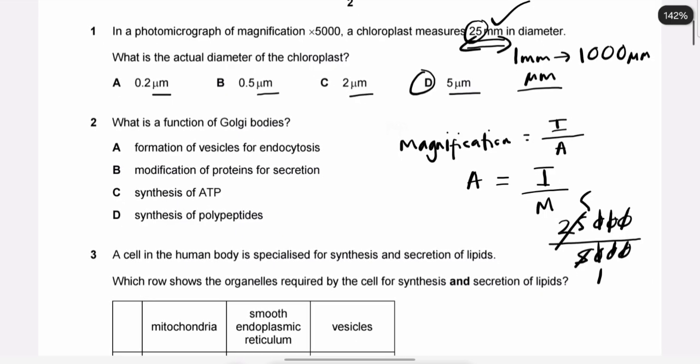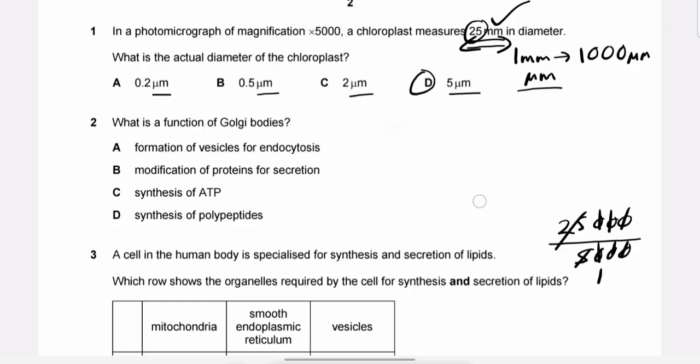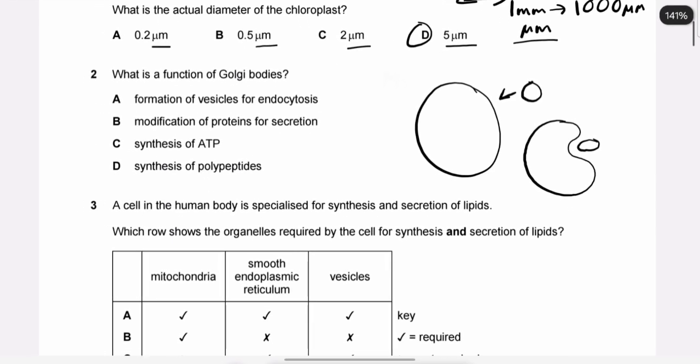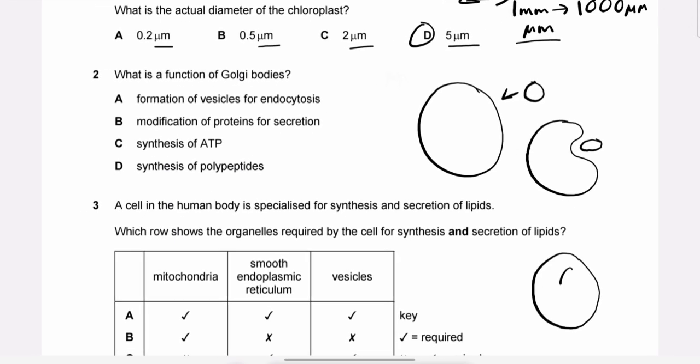Then on number 2, it says, what is the function of the Golgi bodies? And for part A, it's saying formation of vesicles for endocytosis. We need to remember that endocytosis is like cell eating. So if we have a cell like this and the substance coming towards the cell, the first thing that we're going to see is a bulge to accommodate the substance. Then lastly, we have a vesicle formed inside the cell. And no Golgi body is involved in that.